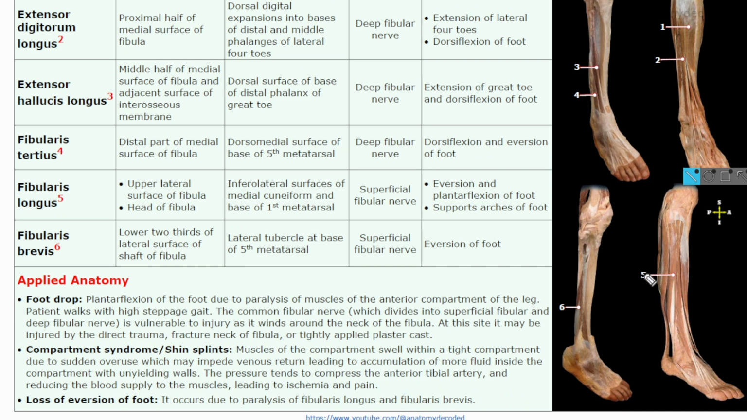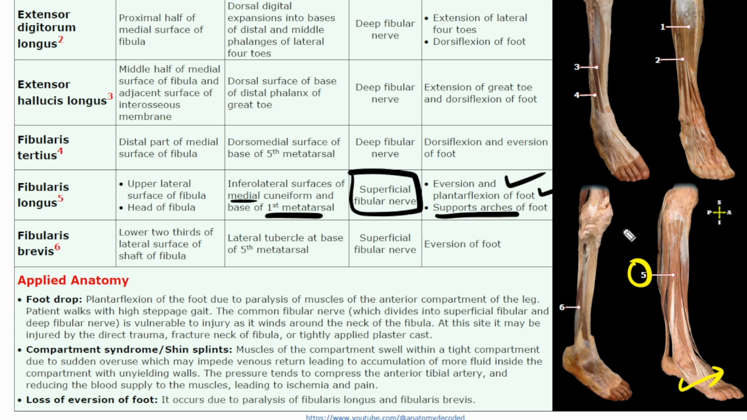Okay, so this number 5, the muscle is fibularis longus. It is present on the lateral aspect. It will cross the sole of the foot from lateral to the medial aspect, and then it will get attached onto the first metatarsal as well as medial cuneiform. Nerve supply here is superficial fibular nerve, and action is eversion of the foot as well as plantar flexion of the foot, and it also supports the arches of the foot.